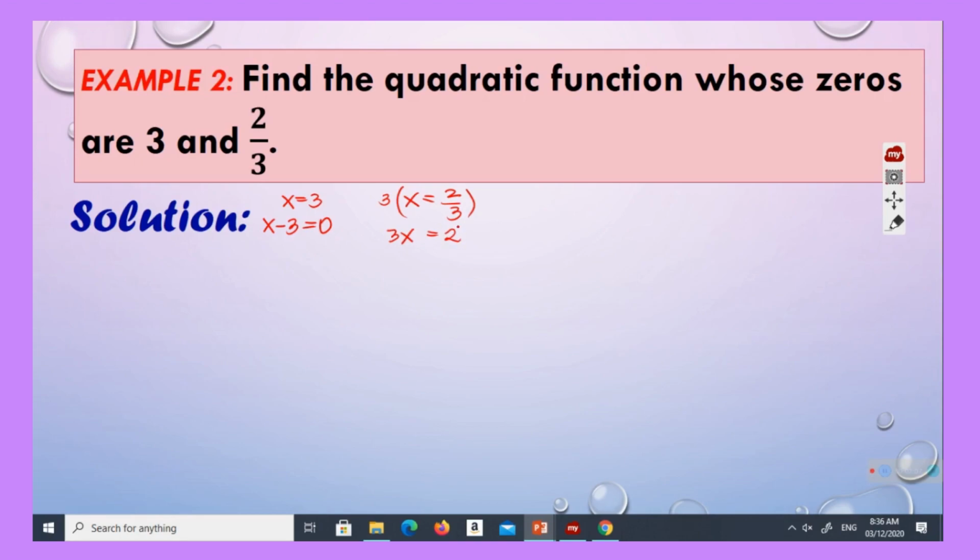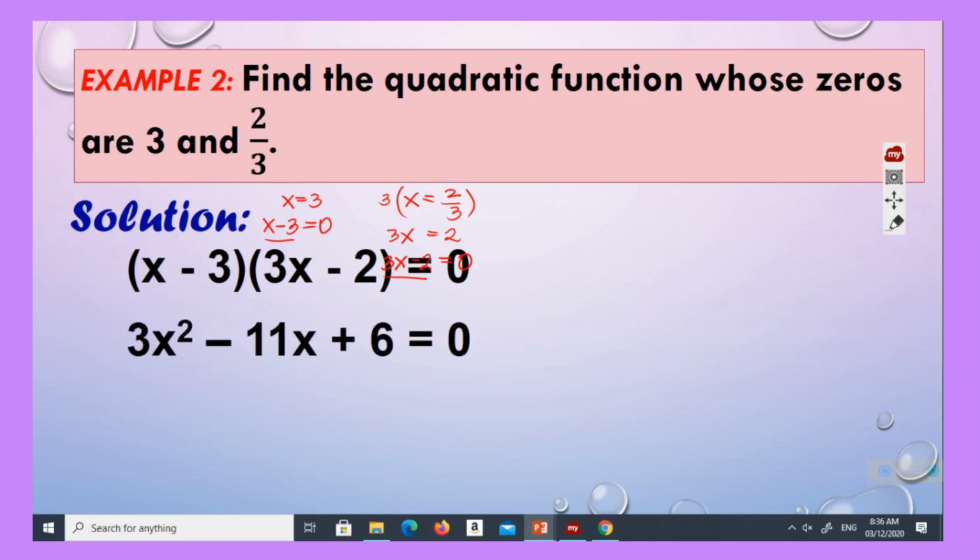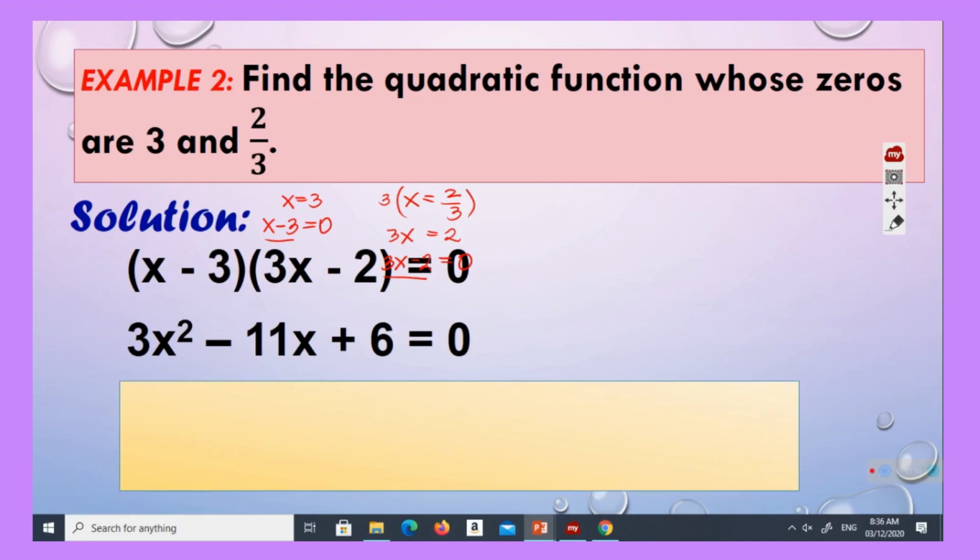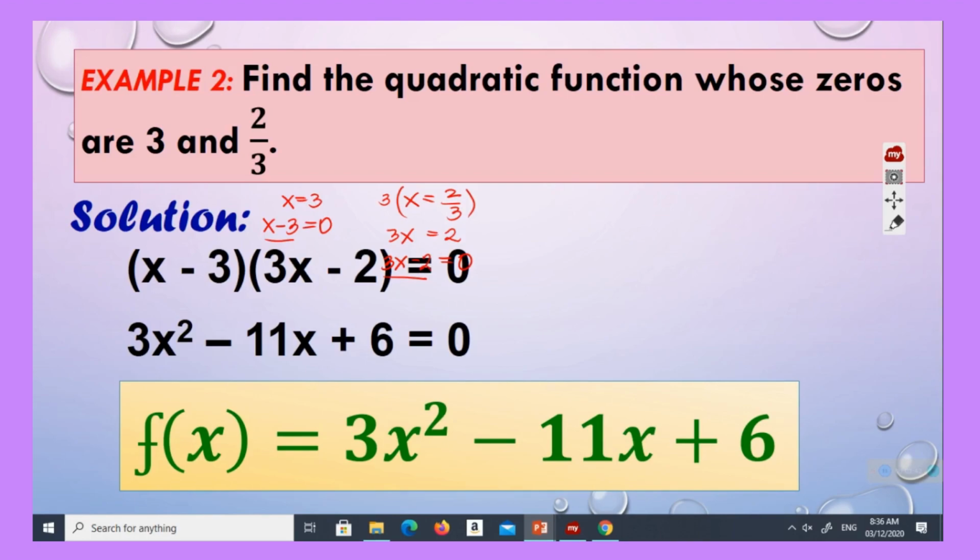And then using addition property to make the right side 0, so 3x minus 2 is equal to 0. So these two factors will be multiplied to each other. So x minus 3 times the quantity of 3x minus 2 is equal to 0. And then multiplying, we will have 3x squared minus 11x plus 6 equals 0. Then yung 0, palitan ng y or f of x. Therefore, the quadratic function is f of x is equal to 3x squared minus 11x plus 6.